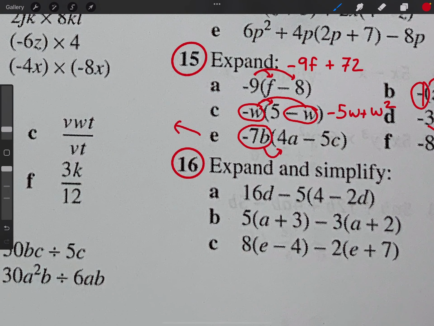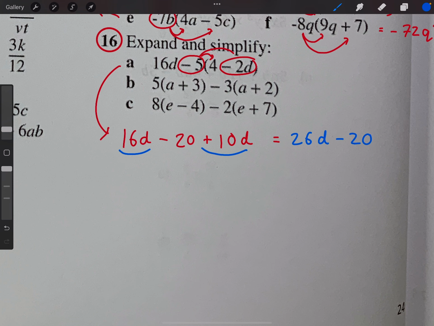Now we have to simplify this. So we can collect the like terms. You got 16d plus 10d. That becomes 26d. And then minus 20. Because minus 20 is right there.